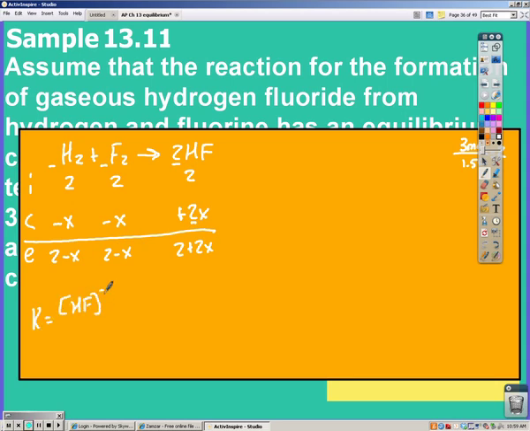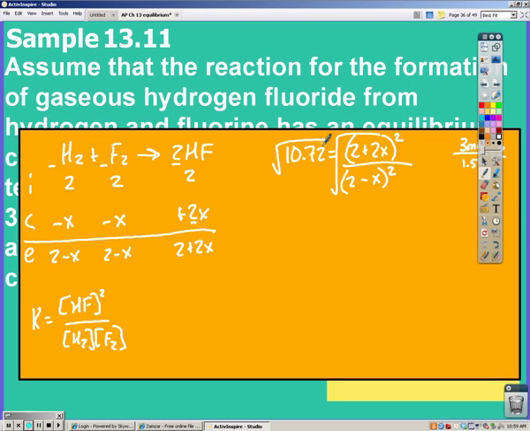Write the equilibrium expression. Write your K. Ignore that K. It should be 1.15 times 10 to the second. And then we plug in our values at equilibrium for everything. We can square root both sides. And here I realized that that was not right.